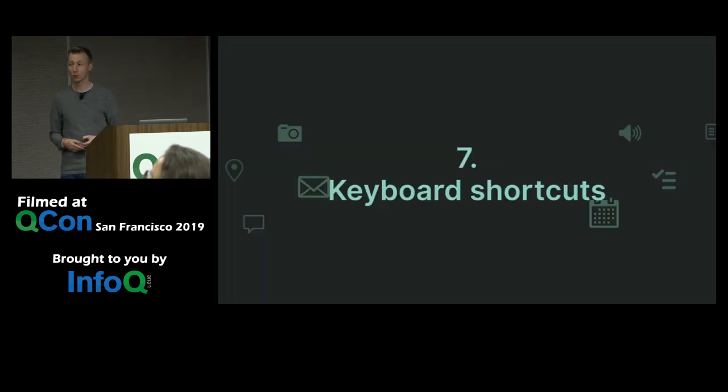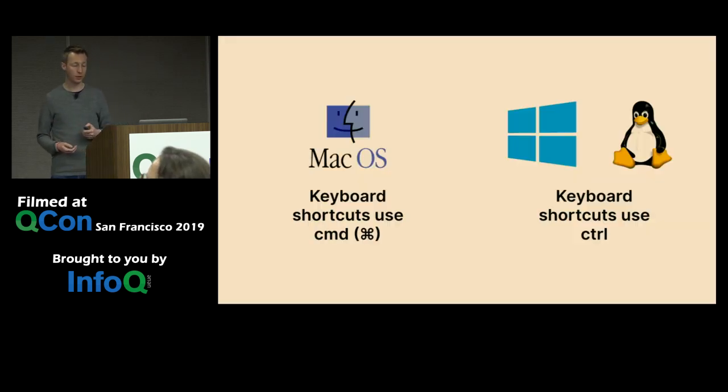On to keyboard shortcuts. Now that we're seeing more cross-platform apps, you can actually see keyboard shortcuts converge a little. Where previously on Windows, we would do Alt-D to select a location, now it's all Control-L, just like on Mac, it's Command-L. But there remains one big difference, and that is keyboard shortcuts on Mac tend to use Command. Keyboard shortcuts on Windows and Linux tend to use Control.